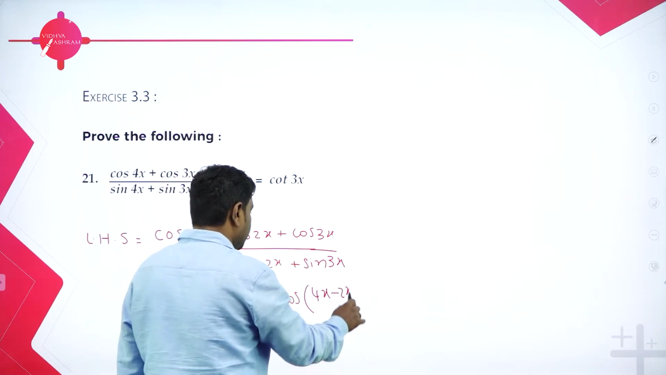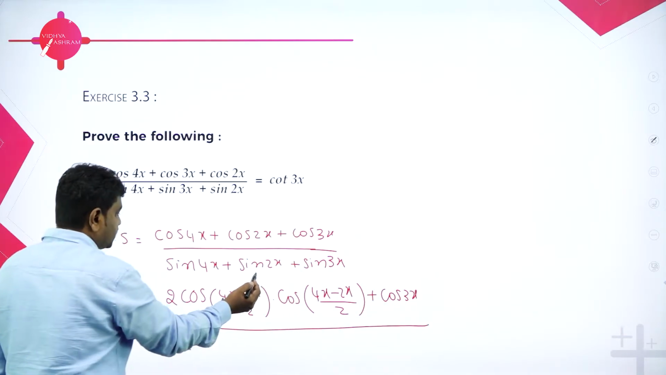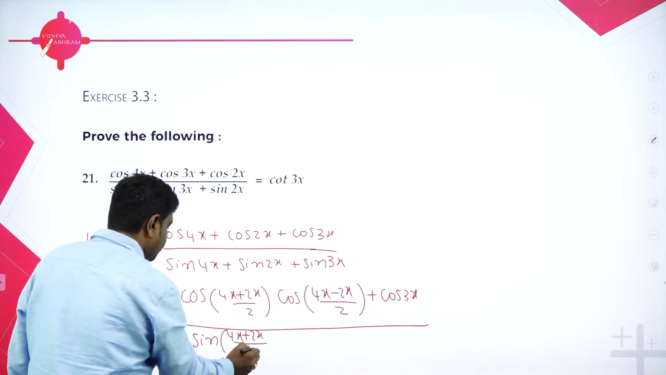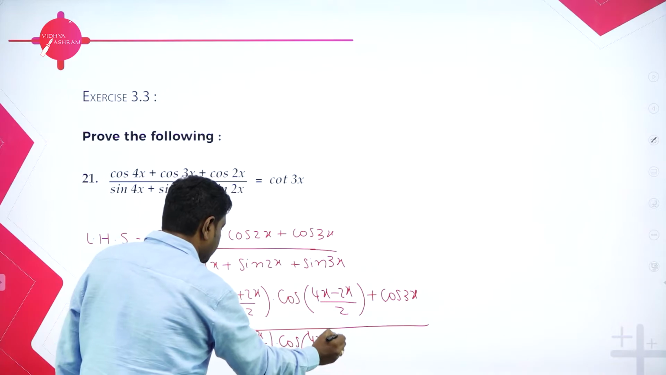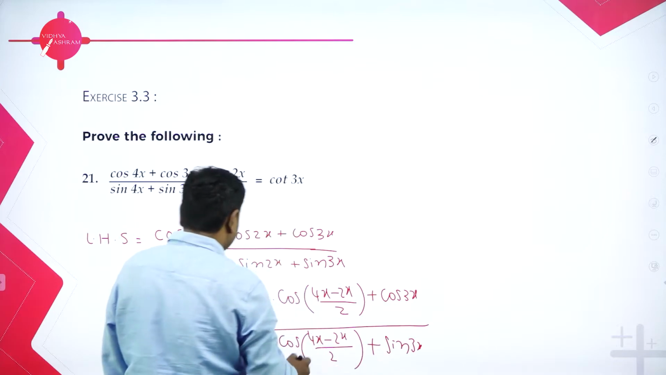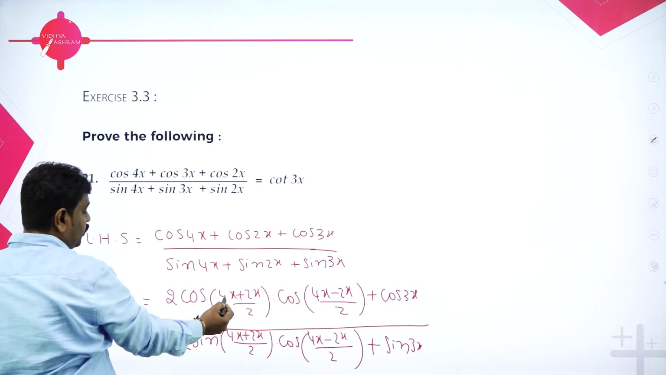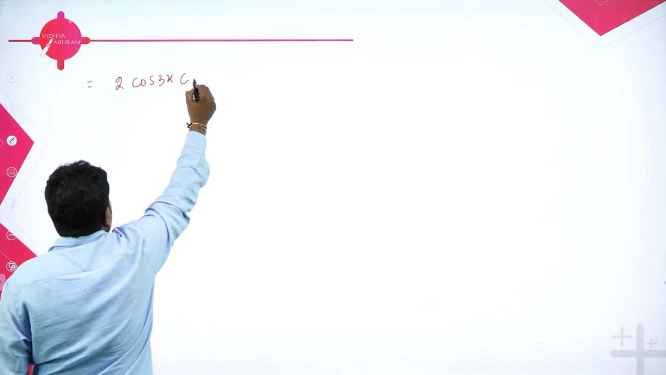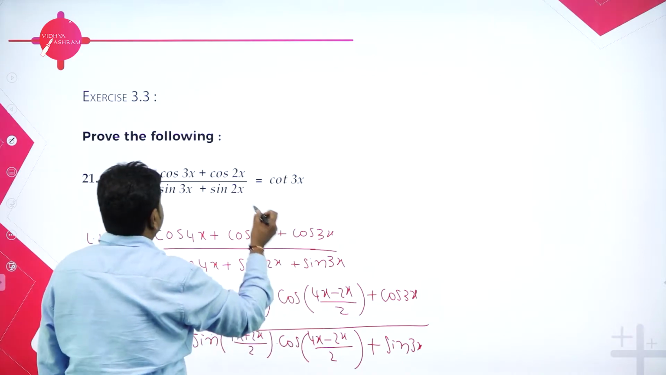Plus cos 3x, divided by, now sin C plus sin D is 2 sin C plus D by 2 into cos C minus D by 2. So 2 sin (4x plus 2x) by 2 into cos (4x minus 2x) by 2, plus the last term sin 3x. Now further we need to simplify. In the numerator, 4 plus 2 is 6, 6 by 2 is 3. So it becomes 2 cos 3x cos x plus cos 3x.